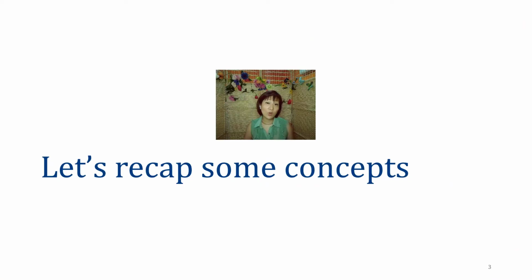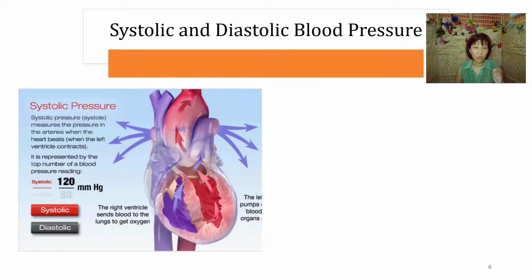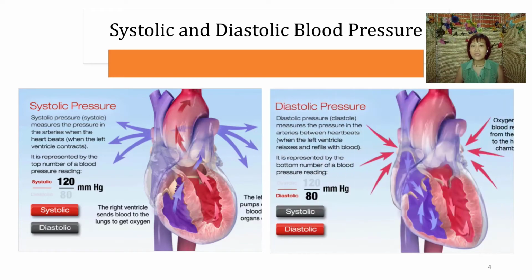Alright, so before we go on, let's recap some key points. Okay, first concept, systolic blood pressure. The systolic pressure really measures the pressure in the arteries when the heart beats and when the ventricle contracts, right? The left ventricle contracts. So this is represented by the top number when you see a blood pressure reading, and in this schema over here, you can see the 120 actually refers to the systolic blood pressure. The diastolic blood pressure refers to the bottom number, and this is when the pressure in the arteries is measured when the left ventricle relaxes and is filled with blood.